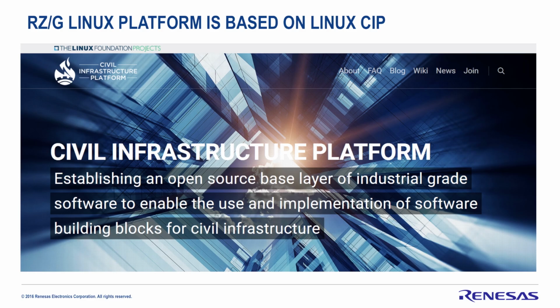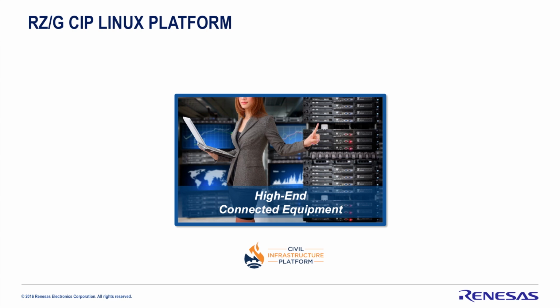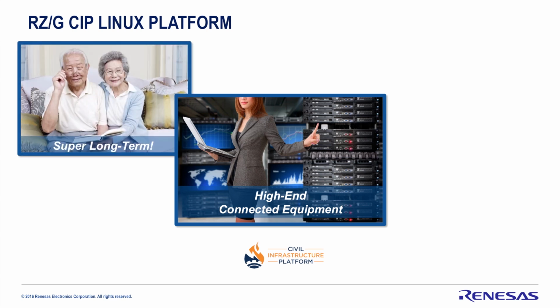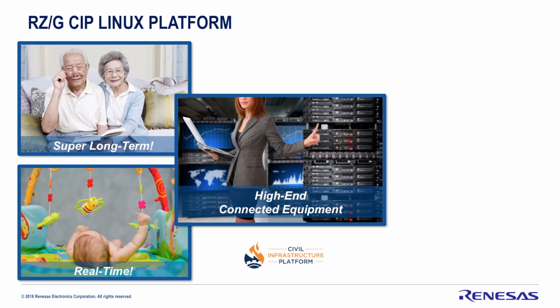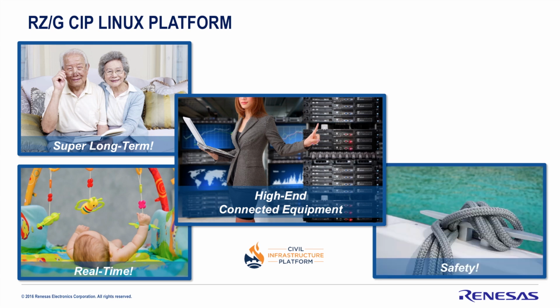Renesas has joined the CIP project within the Linux Foundation with the goal to establish an open source-based layer of industrial-grade software to be used for civil infrastructure systems. And Renesas, next to Siemens, Hitachi, and Toshiba, is a platinum member in the CIP project, driving innovation for industrial MPUs. CIP Linux is optimized in four important dimensions: super long-term support, real-time performance, security, and functional safety.